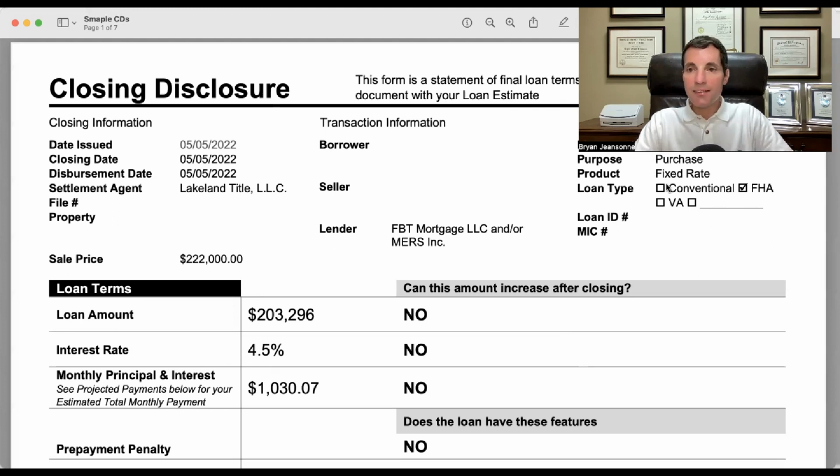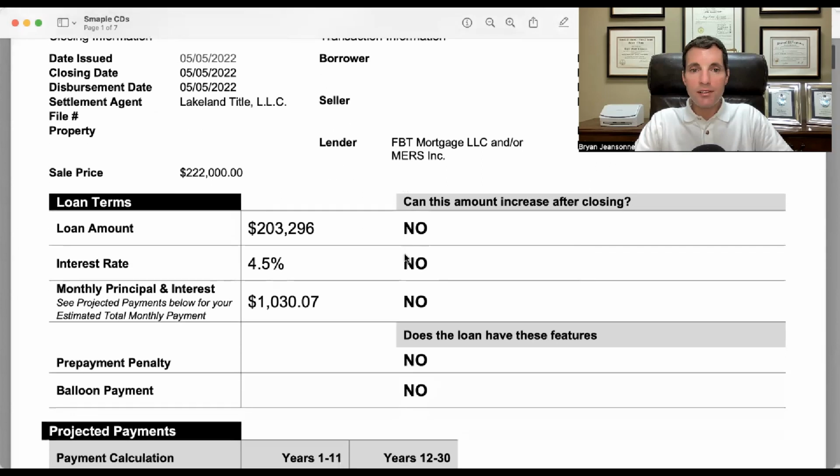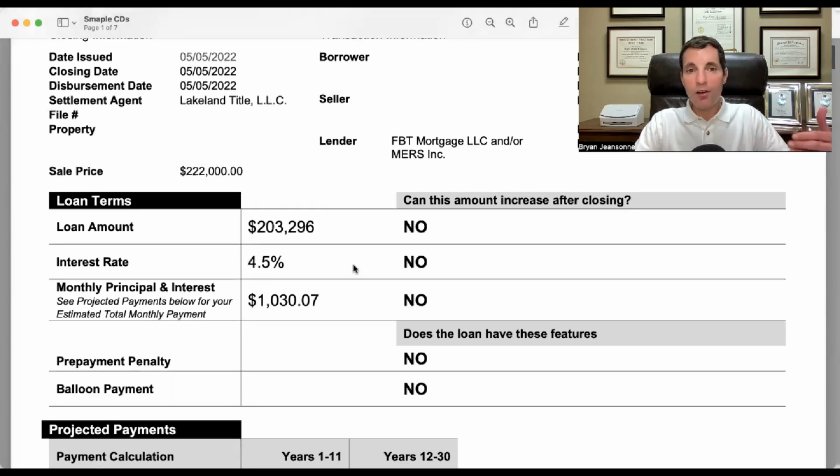It's fixed rate, and you see you have the choices: conventional, FHA, VA, or if this other one is clicked, it may have like a rural development loan or something like that. So then you're going to have your loan amount, interest rate. So all the most simple information is going to be on this first page.